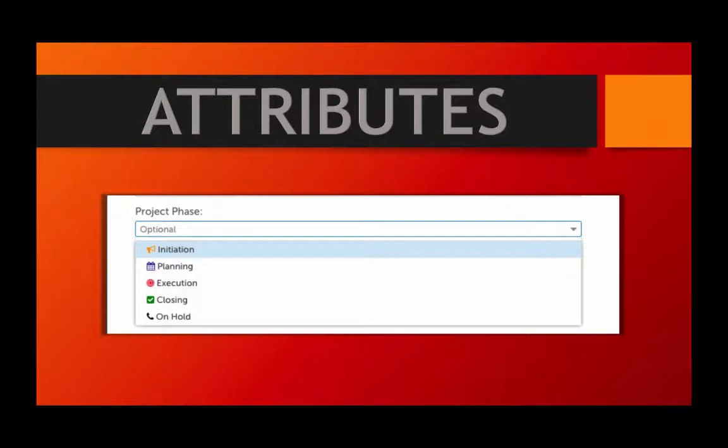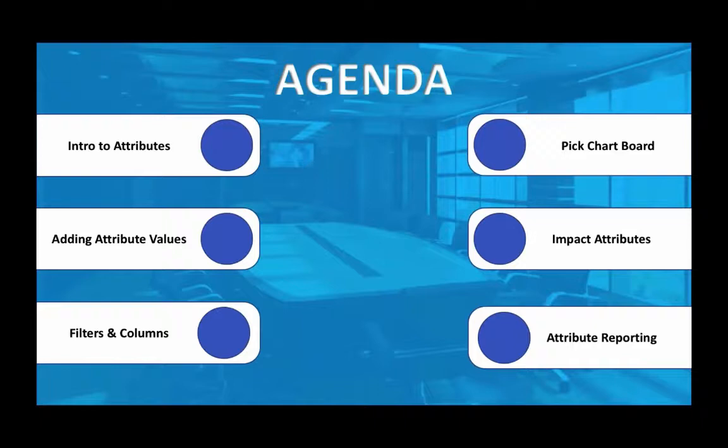Attributes, all right. So taking a look at what we have on the agenda, we'd like to start off with an intro to attributes, really cover the why behind attributes in KaiNexus. Then we'll get into adding some attribute values and taking a look at how those will populate on your forms. We'll go over how you can filter down some of your lists, add some columns on a card on your board to help visualize those attributes. From there, we'll build a pick chart so we can show how, on a specific board with those cards being filtered down, you can take advantage of attributes in the system.